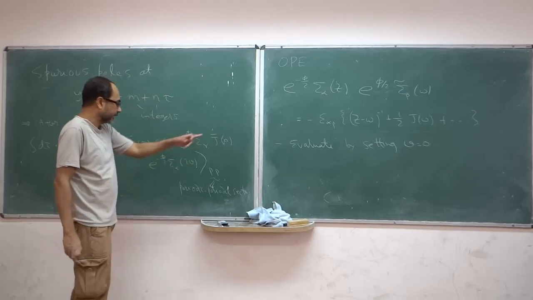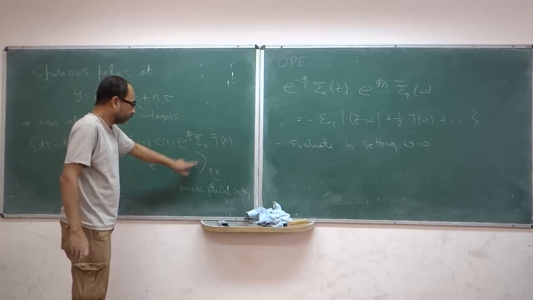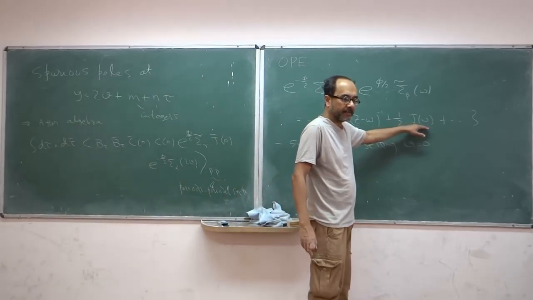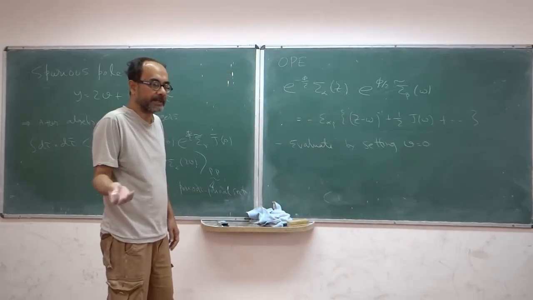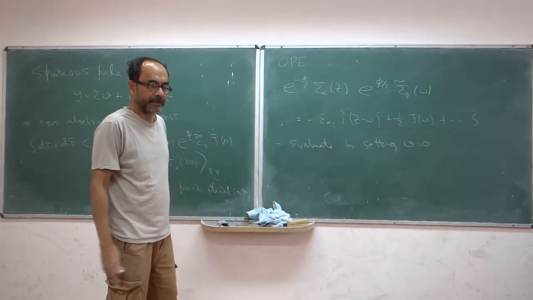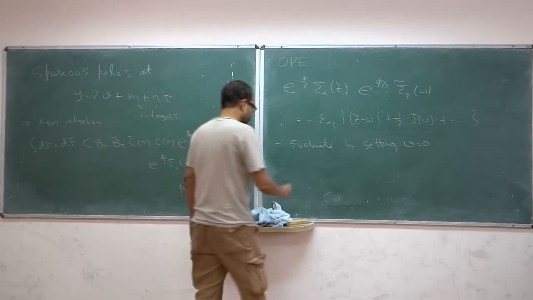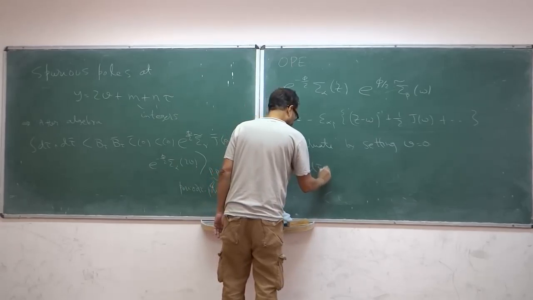Okay, so now we can evaluate it by setting V equal to 0. And when you set V equal to 0, basically you pick this J bar. Right? J bar of course is non-singular. J is holomorphic, J bar is antiholomorphic. So they are a perfectly non-singular product. So by setting V equal to 0, you get the amplitude. It goes from the integral beta over beta bar.